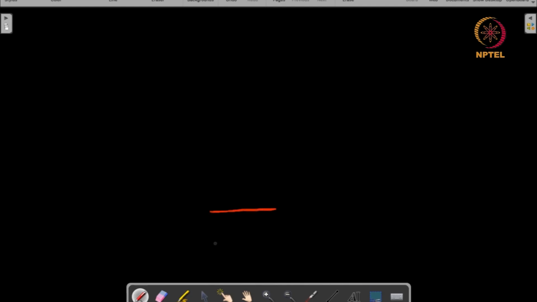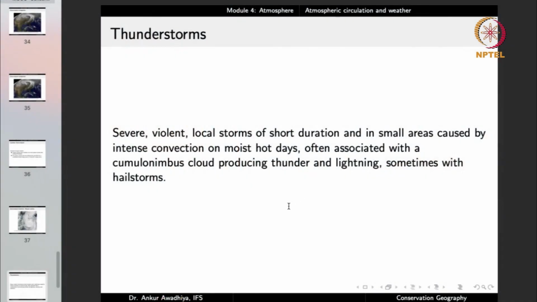So what happens in that case is that you have a local piece of land that is getting heated up during the daytime, setting up convection currents. The convection current raises the hot and moist air upwards. When it rises upwards, the air cools, and that results in precipitation. So you will have lots of rainfall. You may even get hail formation.